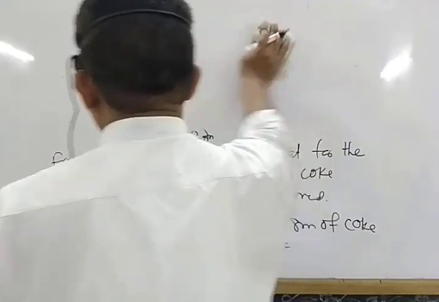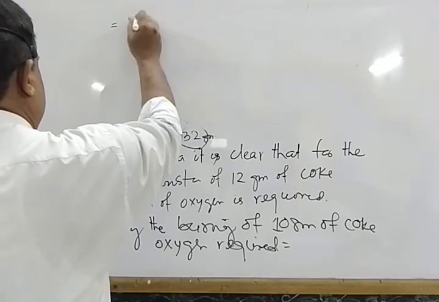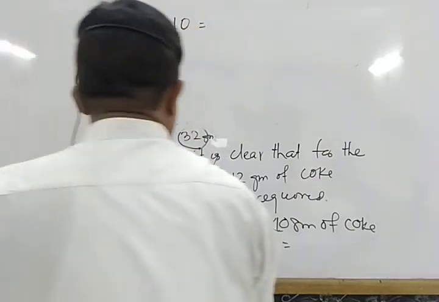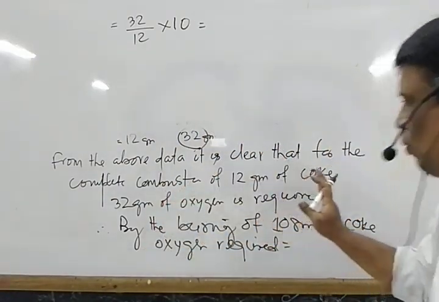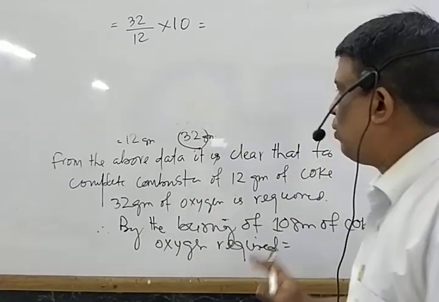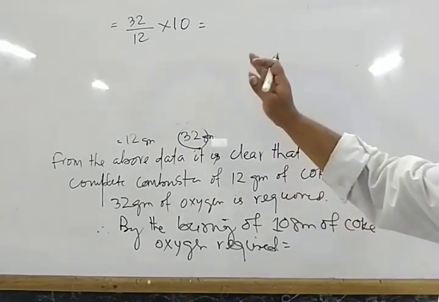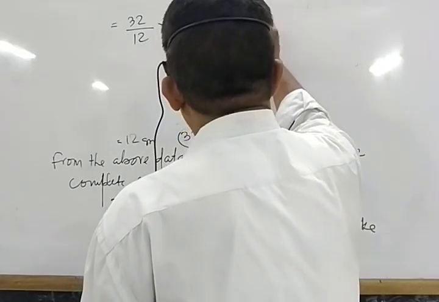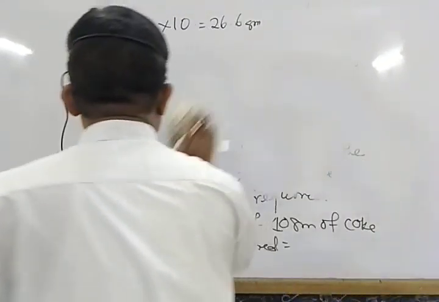It is equal to 32 by 12 into 10. I repeat again: for burning of 12 gram of coke, oxygen required is 32 gram. For burning 1 gram of coke, 32 by 12. For burning 10 gram of coke, 32 by 12 into 10, nearly equal to 26.6 gram of oxygen. So part one is over.